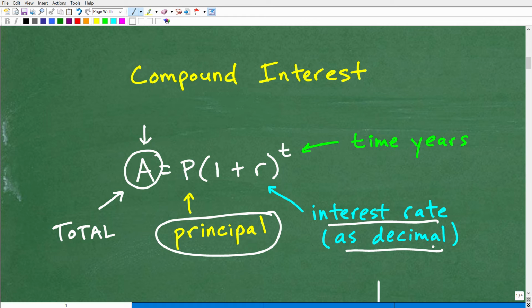We'll talk about all that in a second. And then T here is how long your investment run is going to run, how many years. Okay, so T is time in years. So this is the formula that you want to use.